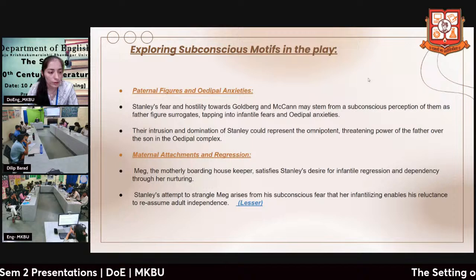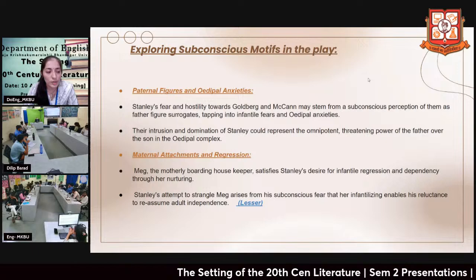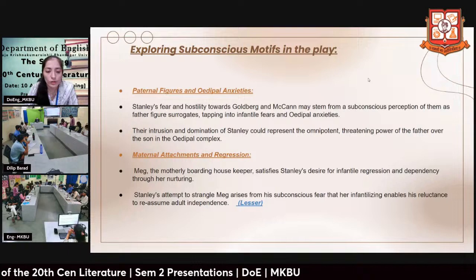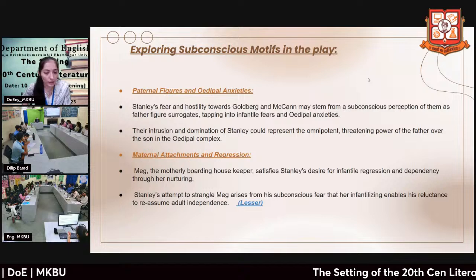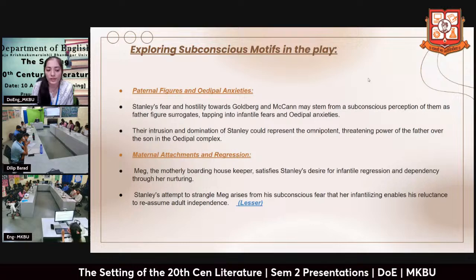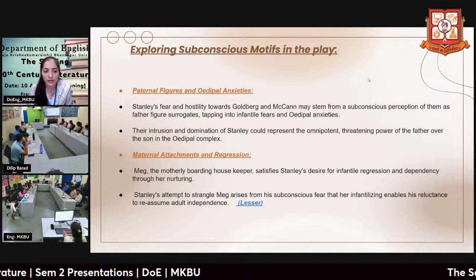Goldberg and McCann are subconsciously perceived as father figures. Their interaction and domination of Stanley could represent the omnipotent, threatening power of a father over a son. Maternal attachment and regression: we can also find Meg's motherly connection with Stanley. We can say that they are subconsciously dependent on each other.